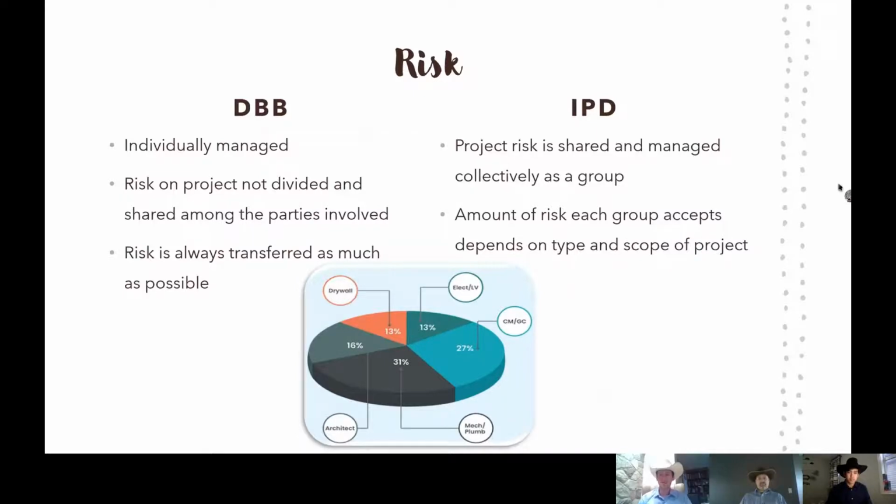In IPD, the project risk is shared and managed collectively as a group. And again, like Raf was talking about, the amount of risk each group accepts depends on the type and scope of the project. In this diagram at the bottom, you can see maybe the kind of typical percentages a project would be divided into, and they're all sharing that risk, the 100%. They're all taking their part of the risk.